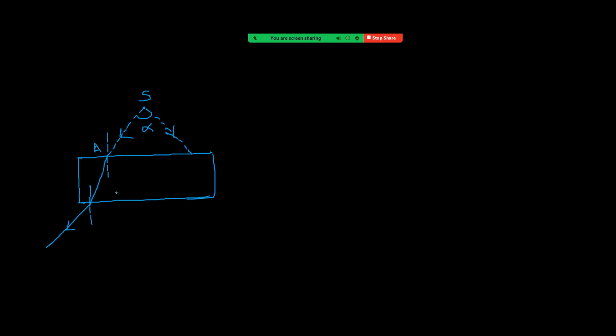Okay, it is A and this is B and this is C. Now what I am saying here, SA, that is the incident light ray, and BC is the emergent ray. This emergent ray is parallel to the incident light ray. This point we have just discussed in the previous problem, right? Lateral shift.